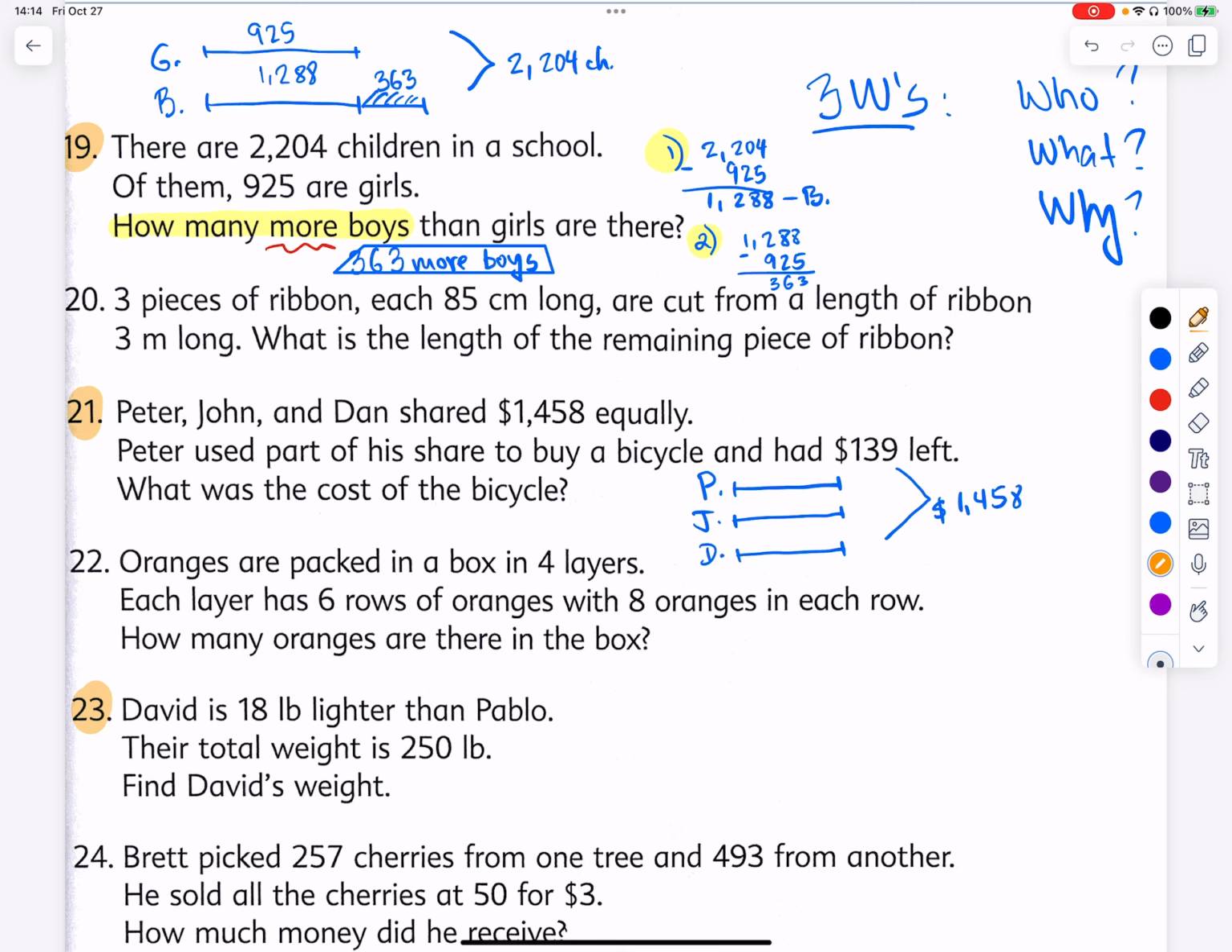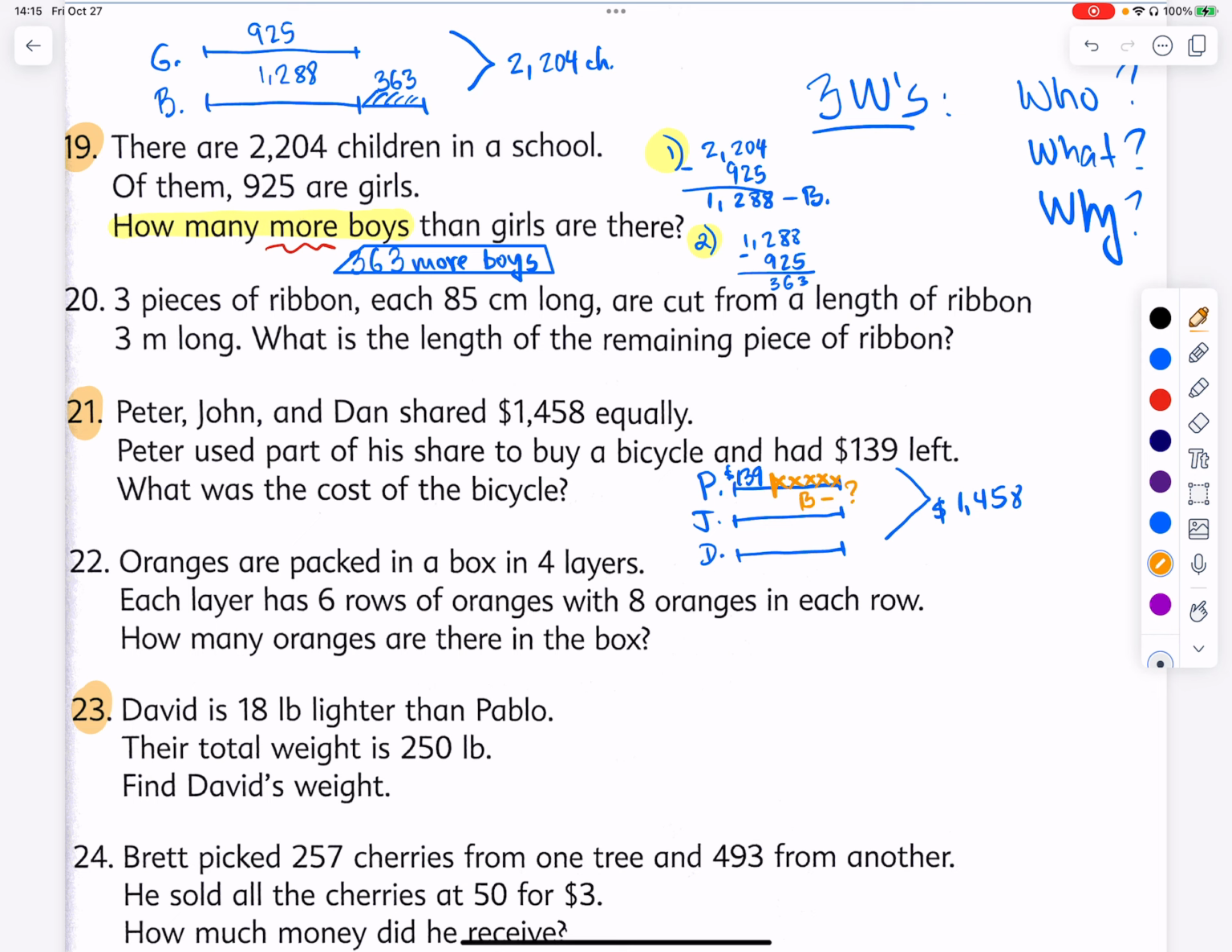Let's make a movie in your head. Peter used part of his money to buy a bicycle. So he went to the store with his share and bought a bicycle. This is B for bicycle. And after all his shopping, he had $139 left. How much was the bicycle? Let's put a question mark in orange. How much was our bicycle?